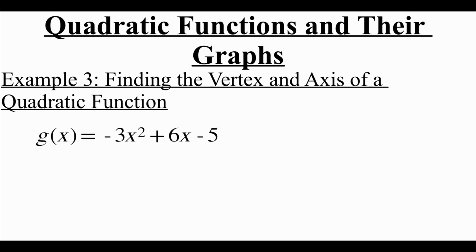Now there is actually a shortcut that we can use instead of going through and doing the whole completing the square process. So we're going to take a look at this function, g of x equals negative 3x squared plus 6x minus 5. And similar to when we're doing the quadratic formula, I'm going to look at what my a, b, and c values are. So my a is the number in front of the x squared, so that's a negative 3. My b is the number on the plain x, so that's 6. And my c is the constant term on the back end with no variable attached to it, so that's a negative 5.